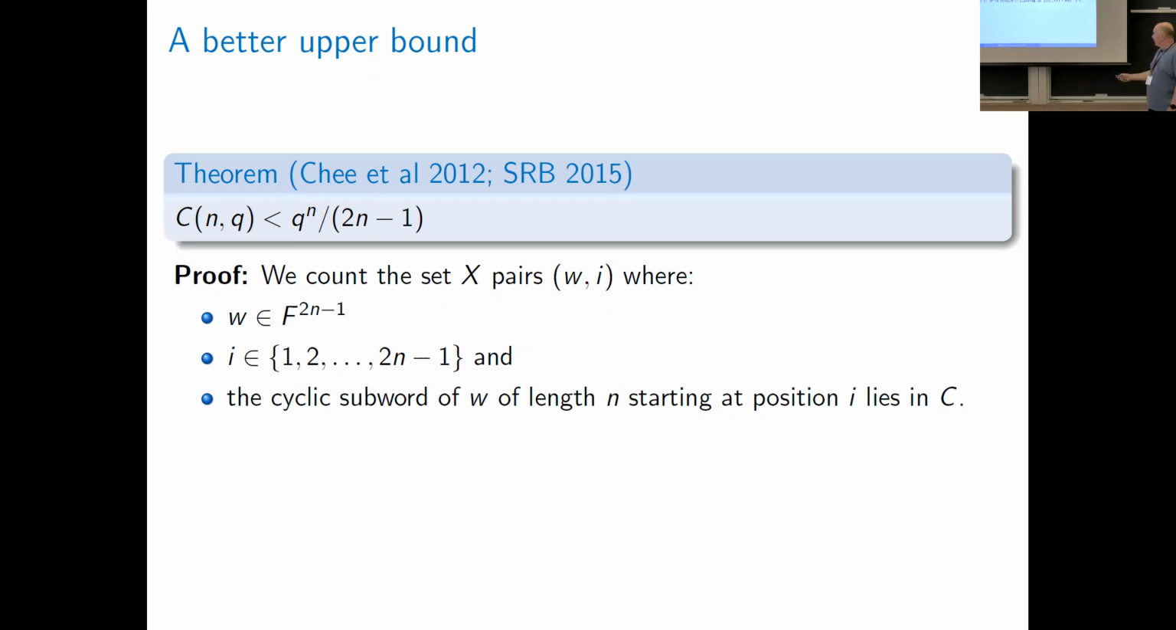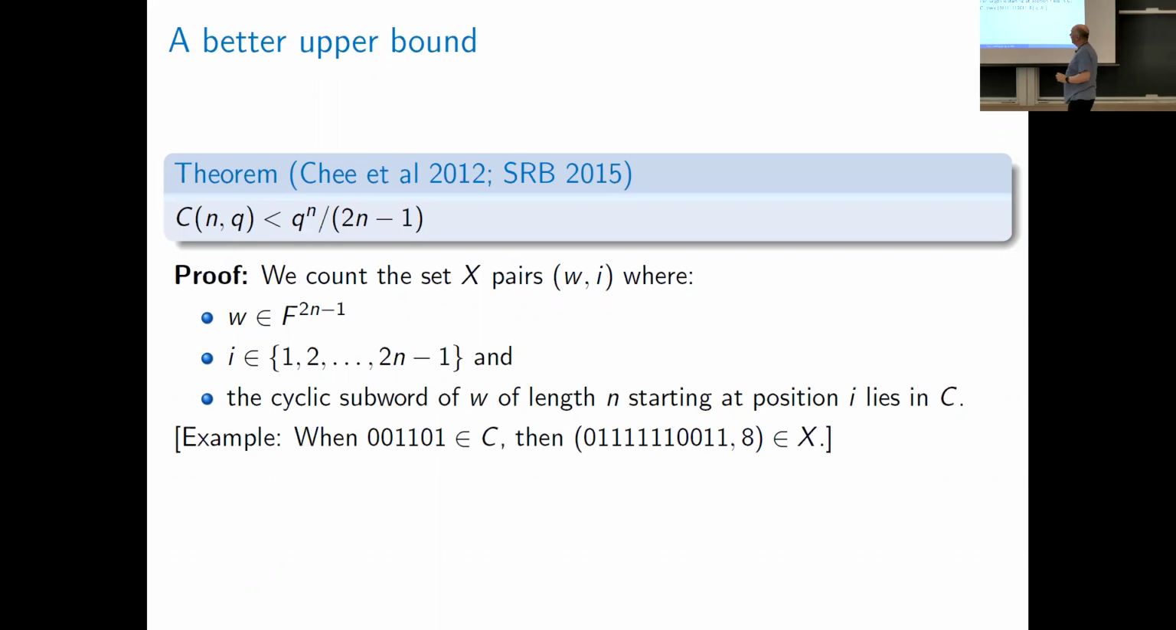And the condition that you need is this: if you look at this word W written on a circle, and you start at position i and move around for n of those 2n-1 positions, you get a code word. That's the condition. So I'm picking a non-overlapping code C first, and then constructing the set X. I want to show that the number of code words is at most q^n over 2n-1. So that's what I'm counting.